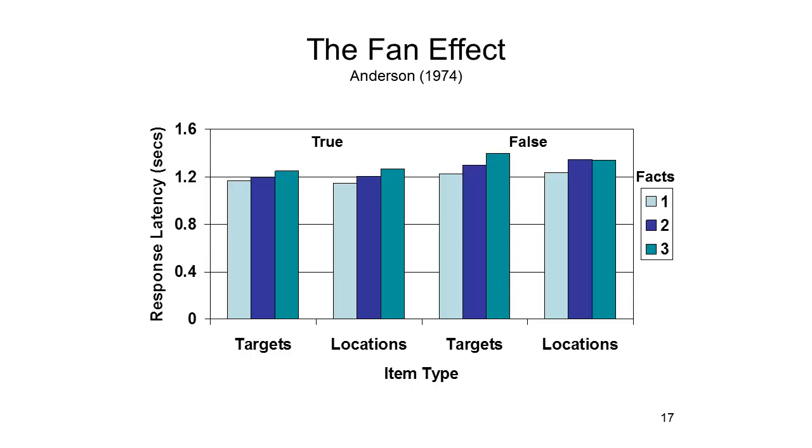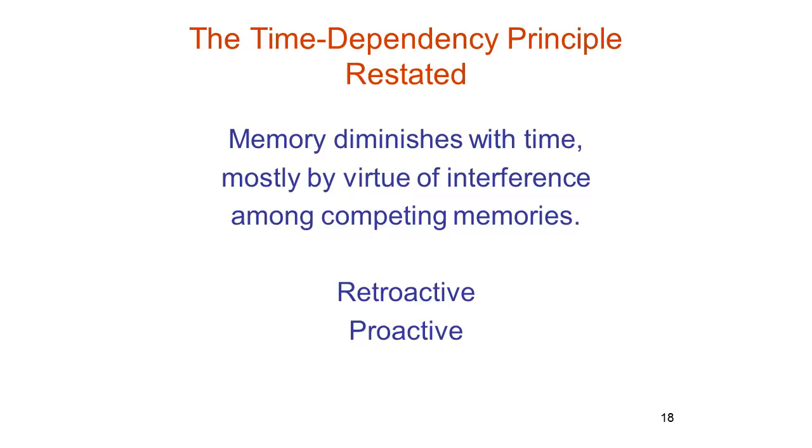The more the subjects knew, the more time it took for them to access any particular item of information. This effect in memory is known as the fan effect, and it is very, very robust. So now we're in a position to restate the time-dependency principle in memory in a way that makes it a little bit less trivial sounding.